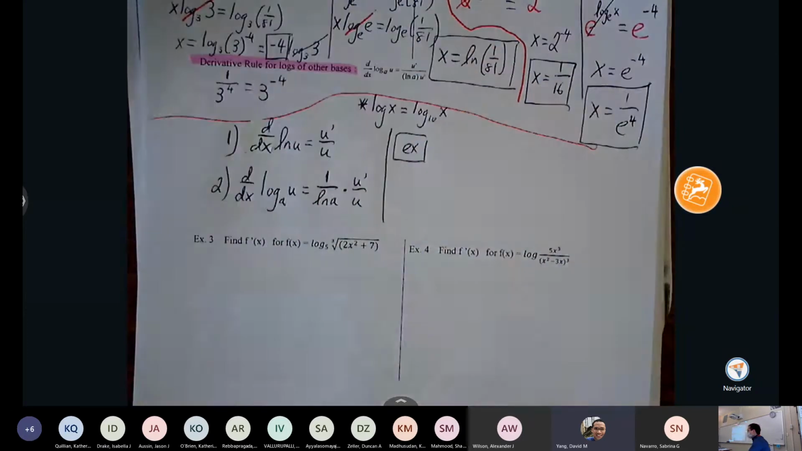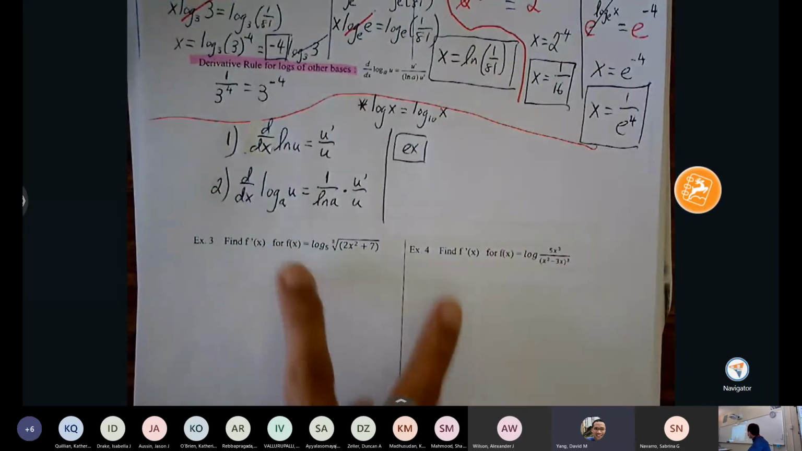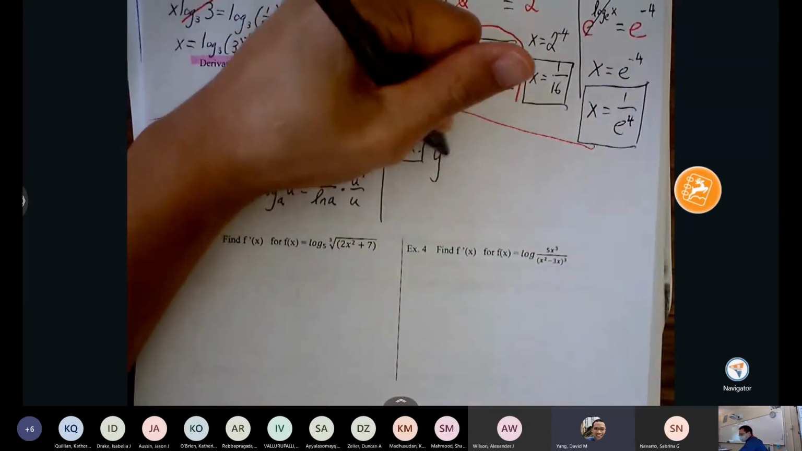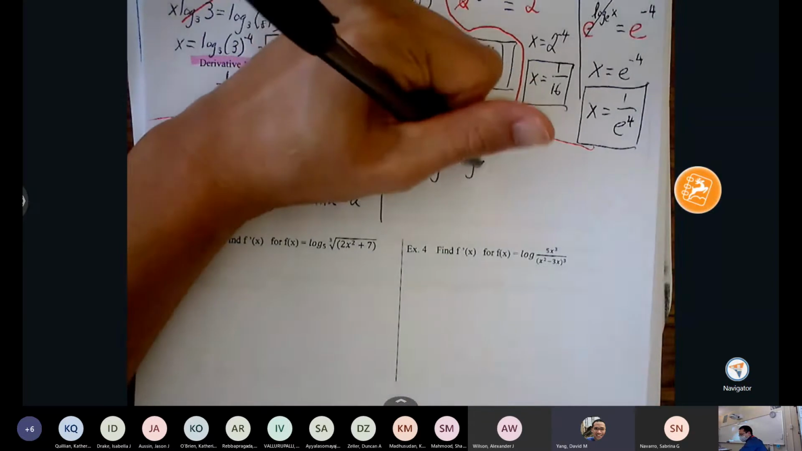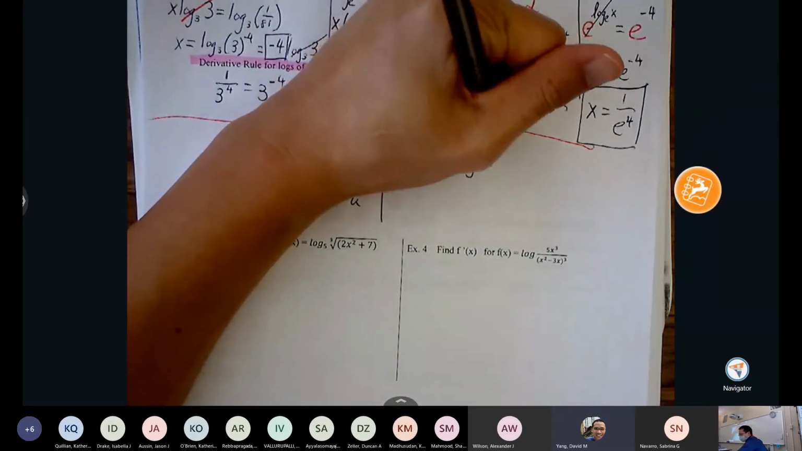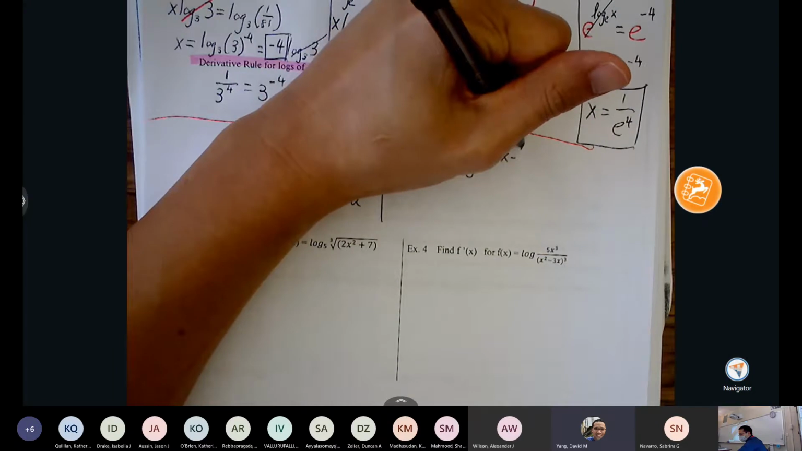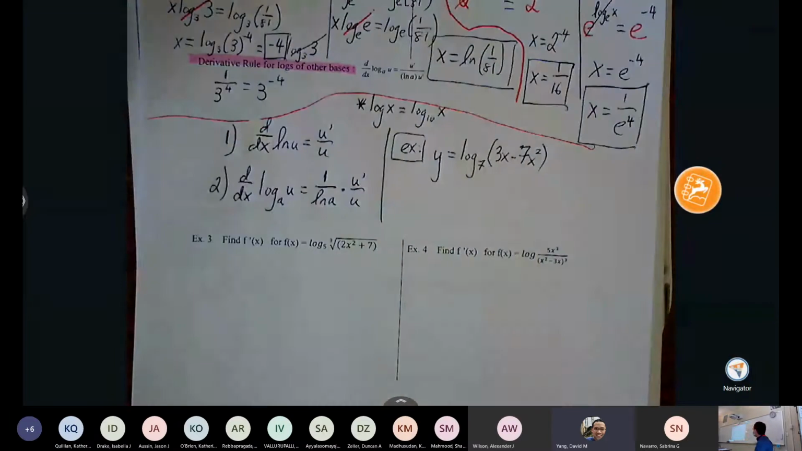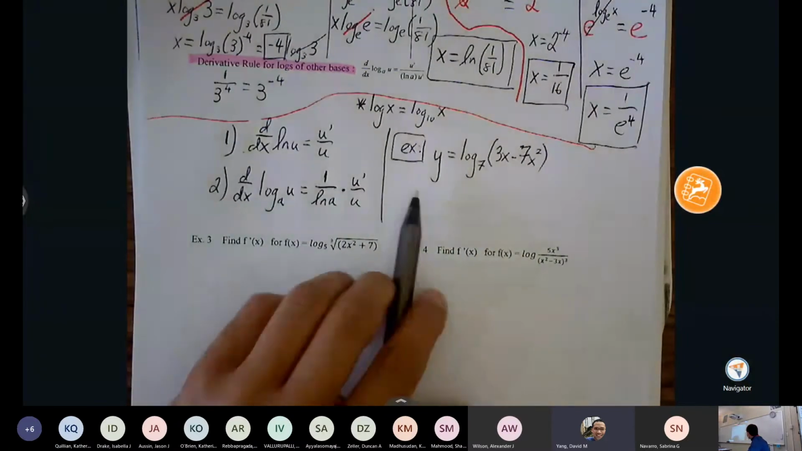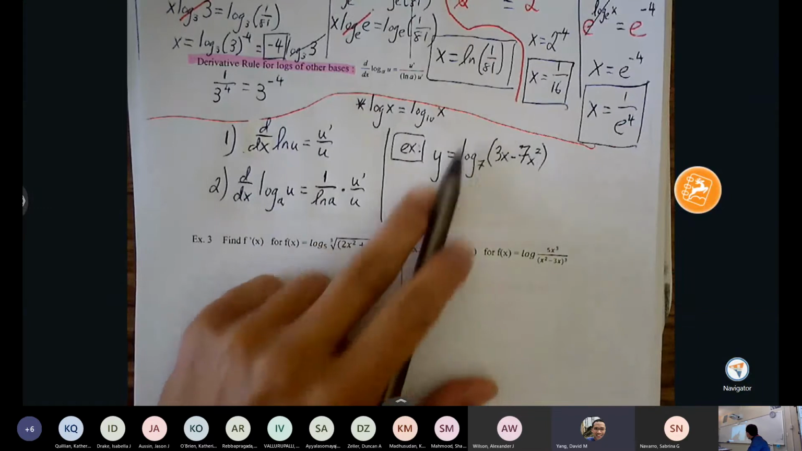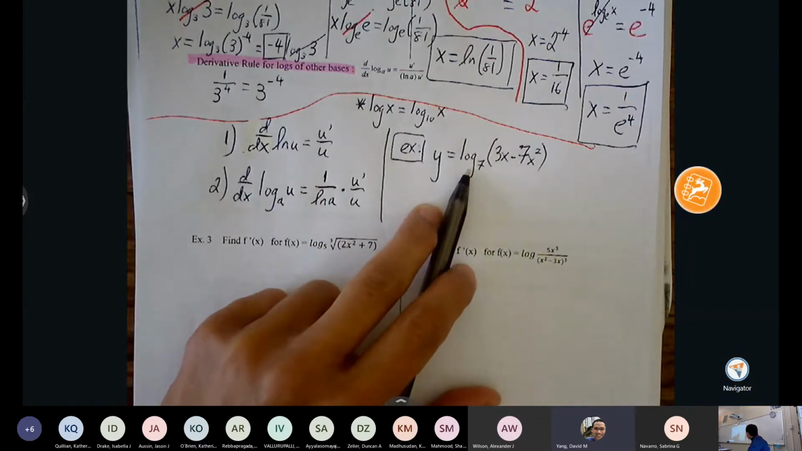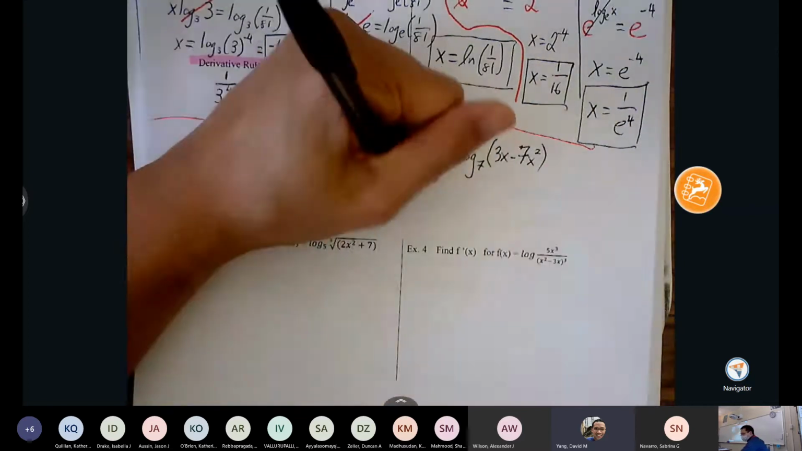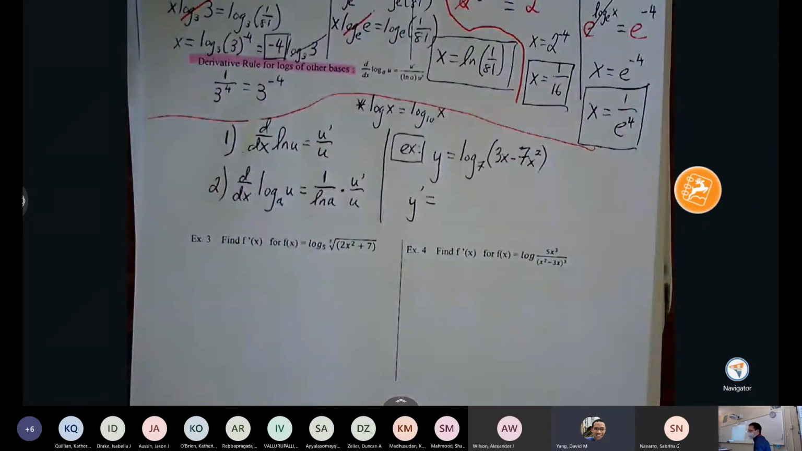Okay, so let me do a quick example, and then we can look at some that are a little bit more involved. Let's say I have y is equal to log base 7 of 3x minus 7x squared. Okay, not natural log, not base e, but it is a log expression, and it looks like it's going to match up nicely with this rule, right? So let's just see what the rule says and follow that.